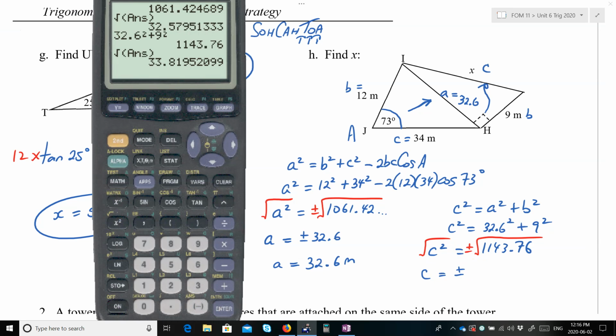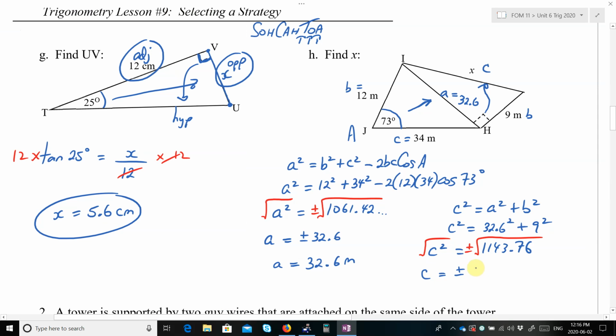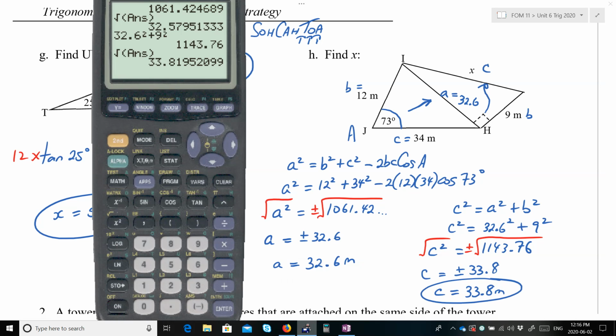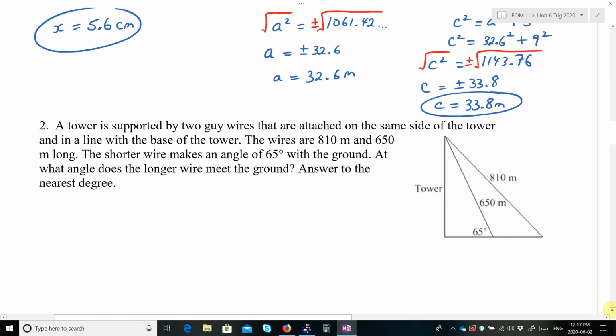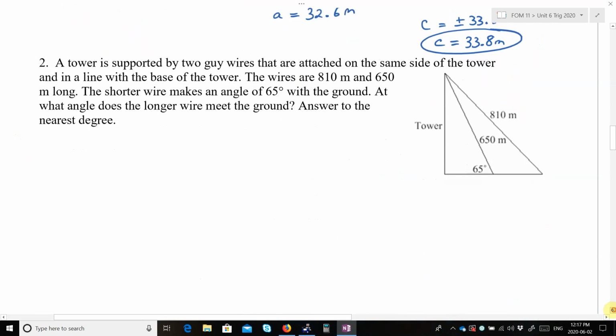Hey, look at that. C is plus or minus 33.8. So C is equal to 33.8 meters, which is consistent with the answer key. Okay, let's get on to number 2.